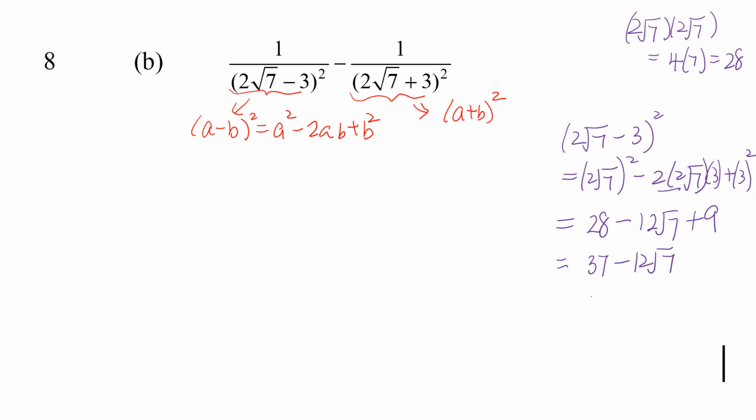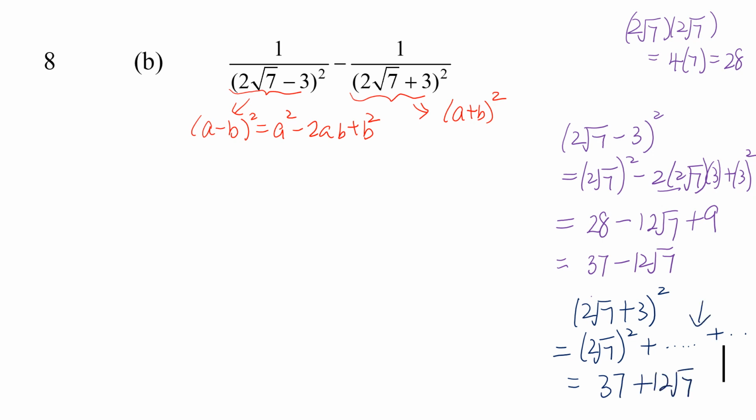Then what happens if it's 2 square root 7 plus 3? Instead of minus, it's plus here, right? Okay, plus. So that means your answer will be 37 plus 12 square root 7. You don't really actually have to work this guy out. Okay, so having done that, we can just plug it back into our denominator.